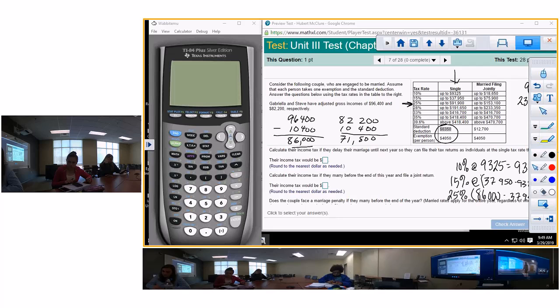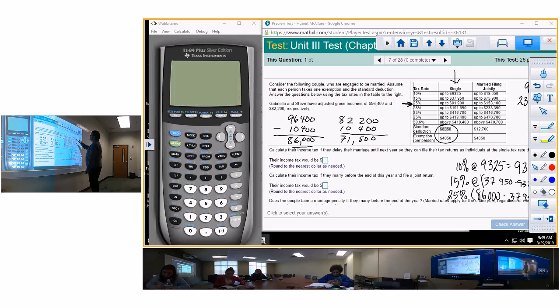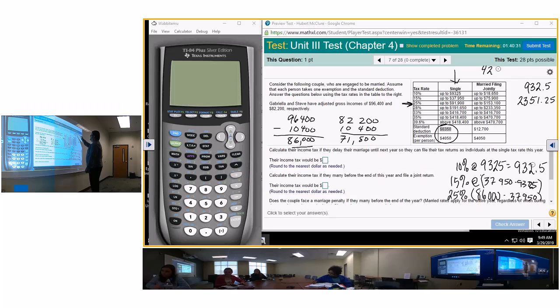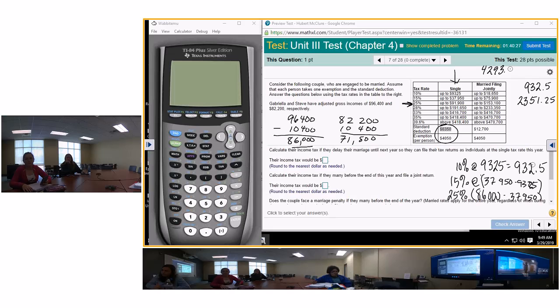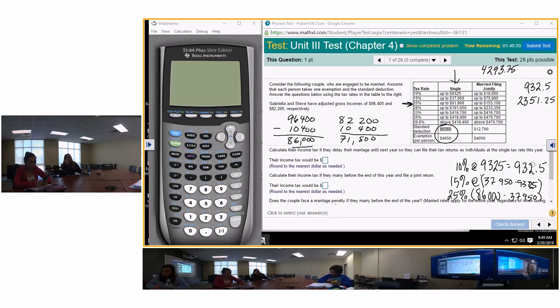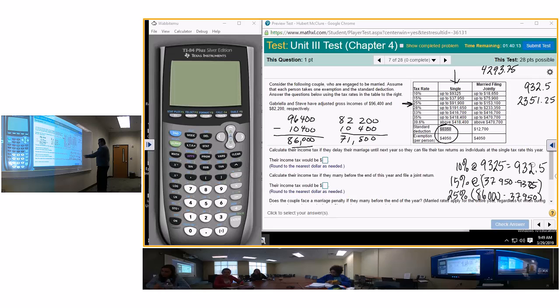Okay, what's your number? 4,293 and 75 cents. Okay, I need a third person to verify one of those two. So to get that, you take the 37,950 and subtract the 9,325, and then multiply it by 0.15.